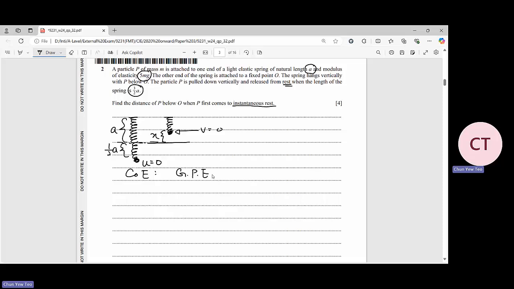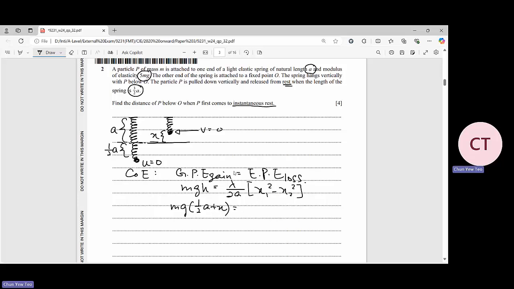We have a GPE gain equal to the EPE loss. Okay, so the formula for GPE is mgh. The EPE will be lambda over 2a of x1 squared minus x2 squared. So what is your h? The h will be from 3/2 a until x, so the h will be half a plus x.